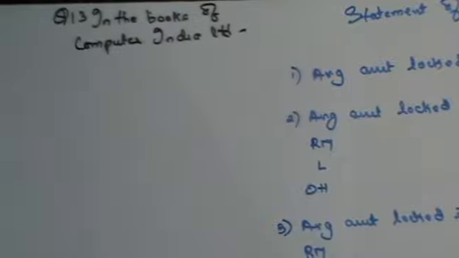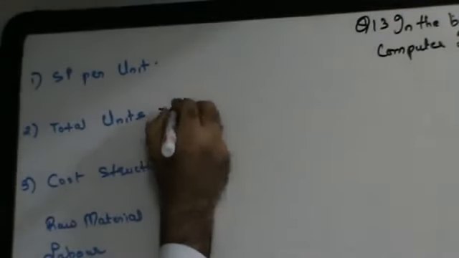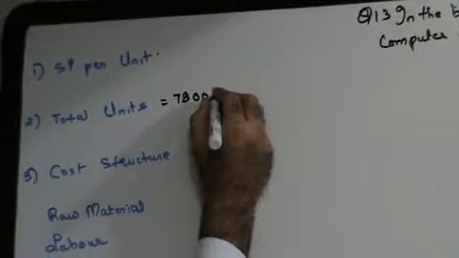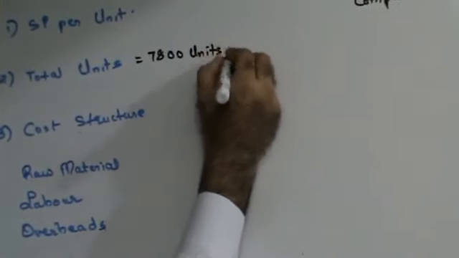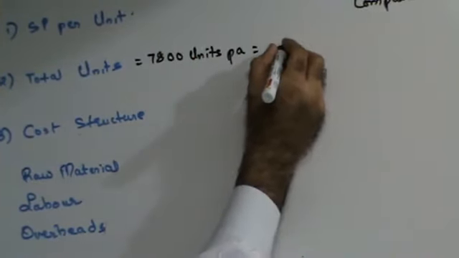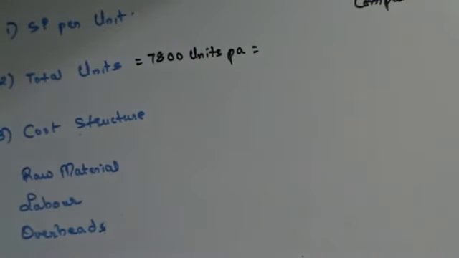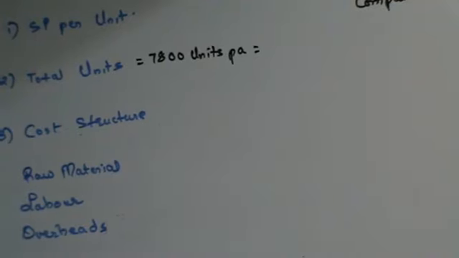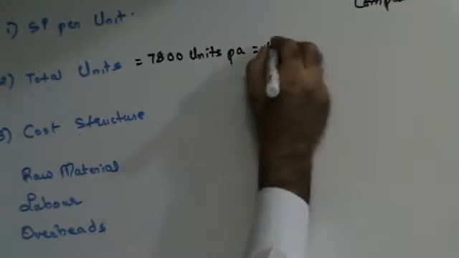They plan to manufacture 7,800 laptops. Total units they want to make is 7,800 units per annum. Someone please get me per month, divide by 12: 650. Every data is given to you in terms of week, so divide this by 52. That is 150 units per week.